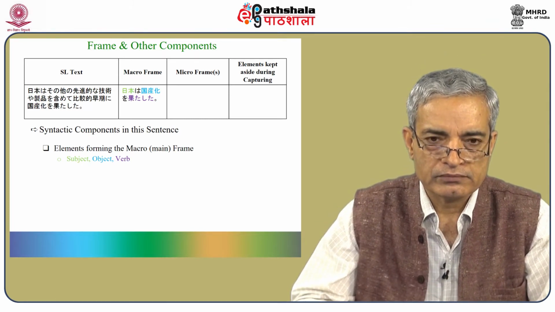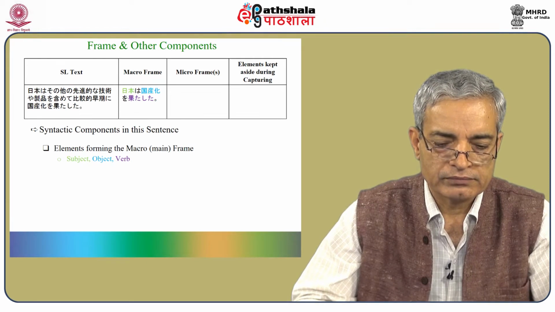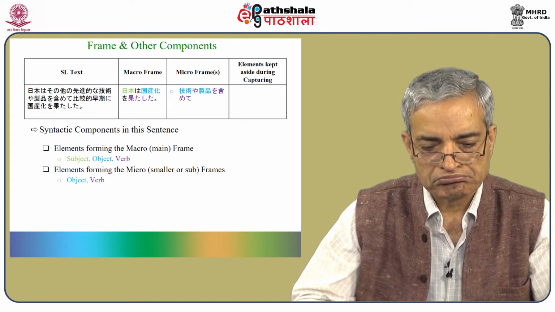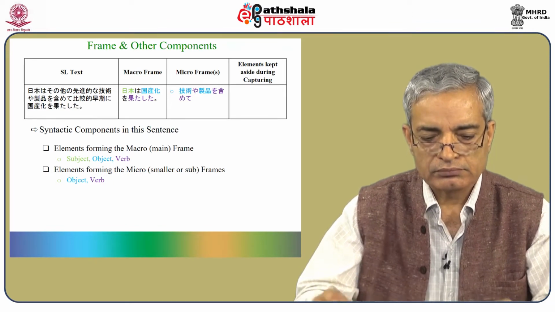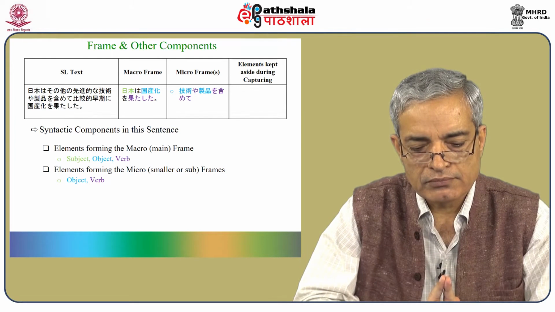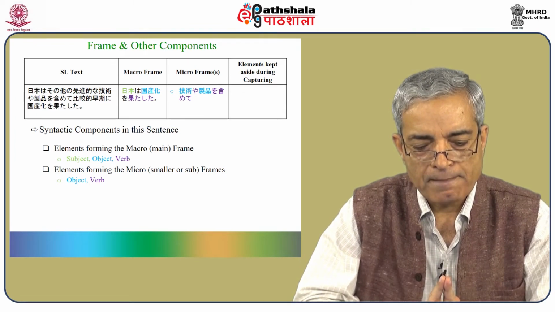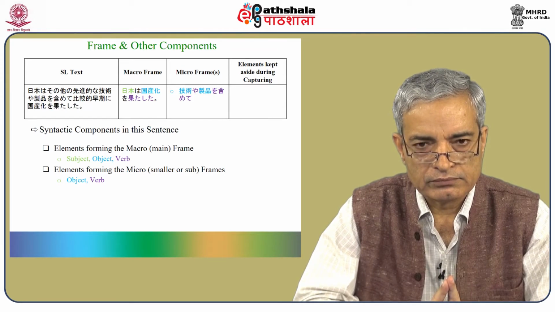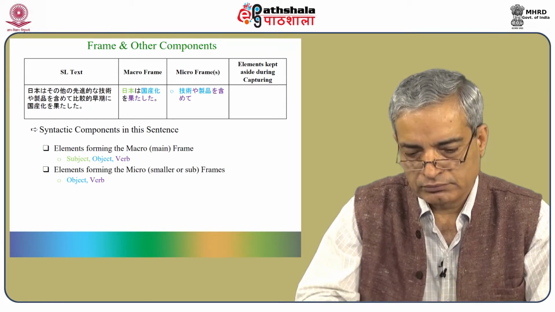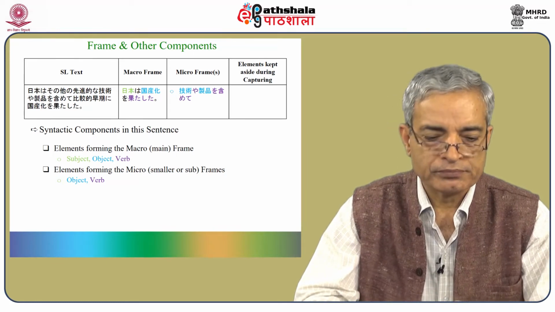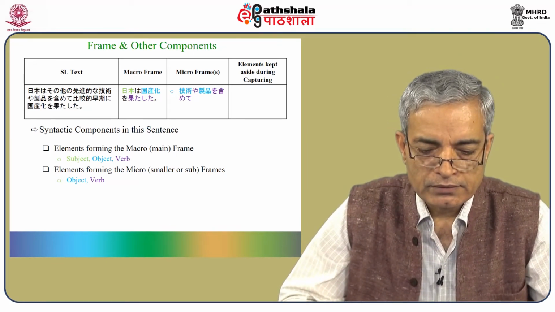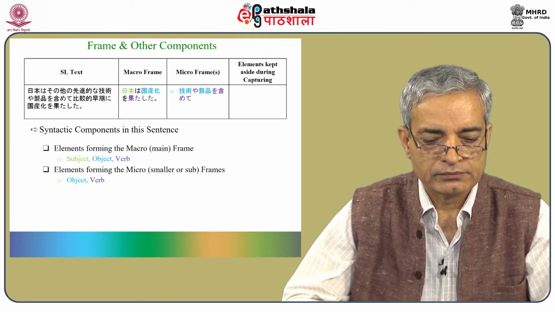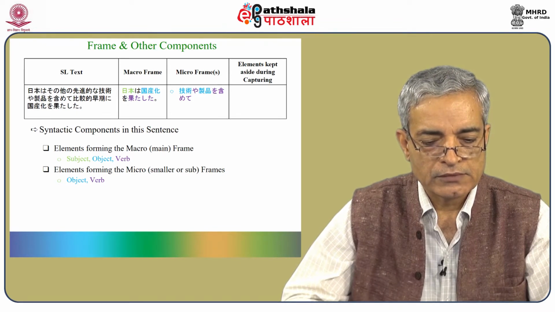The macro frame is the main frame of this sentence, and in this sentence it is 日本は国産化を果たした. Whereas the micro frames are the smaller frames apart from the macro frame which are present in the sentence, and in this case it is 技術や製品を含めて. That is one micro frame which we can see in this sentence. Okay. But sir, I would be very grateful to you if you could explain it in a little more detail.